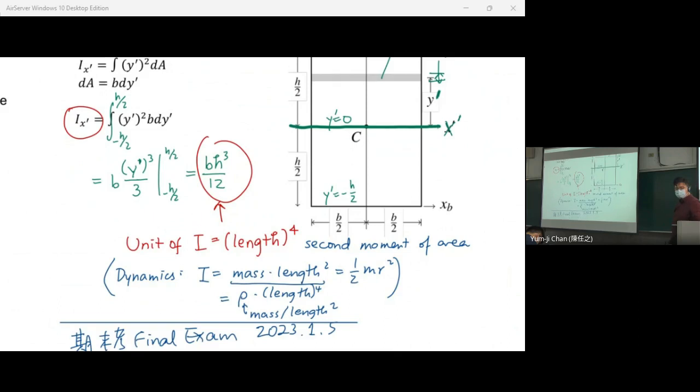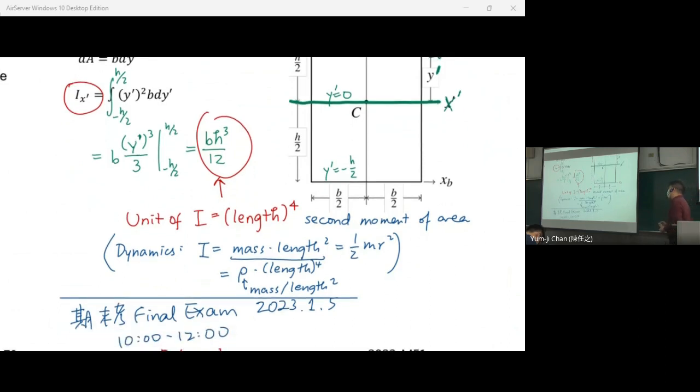Okay, so in this course, for all the values of I that you should get, the unit is length to the power 4. Okay, take the time to write this down.